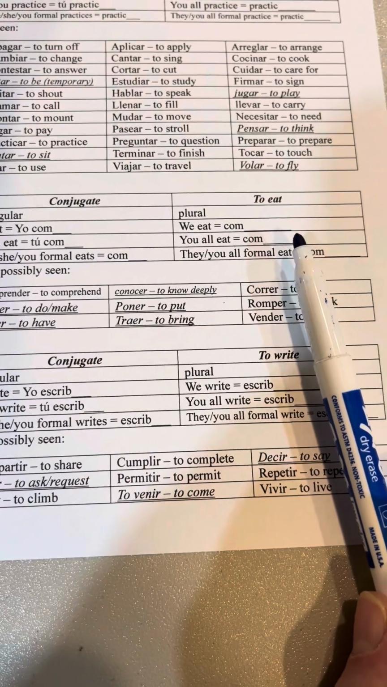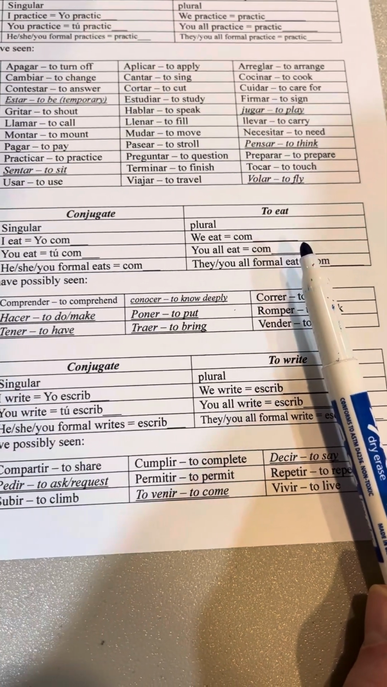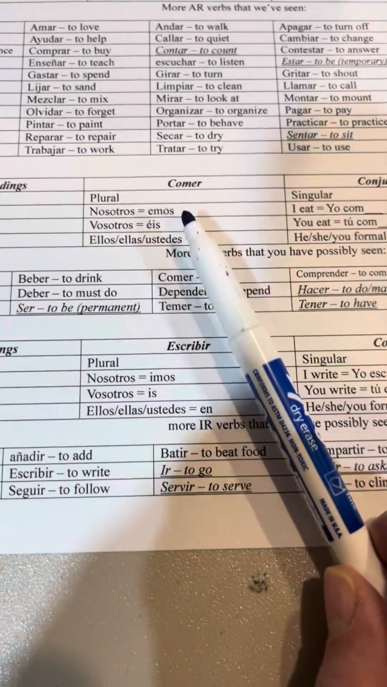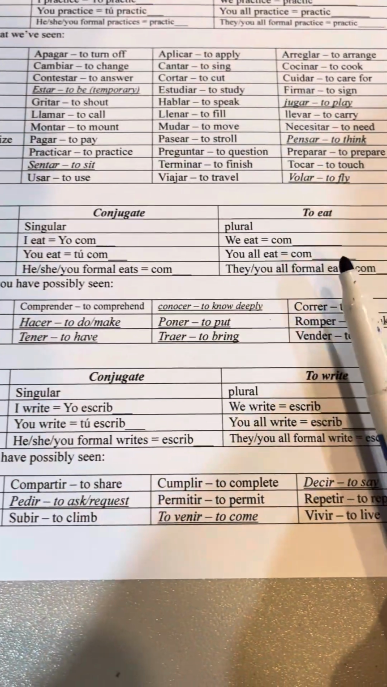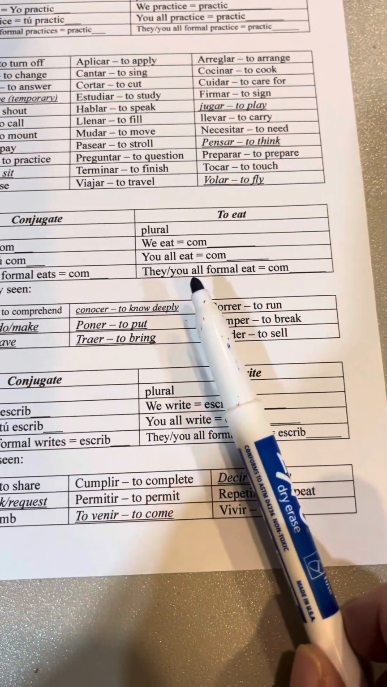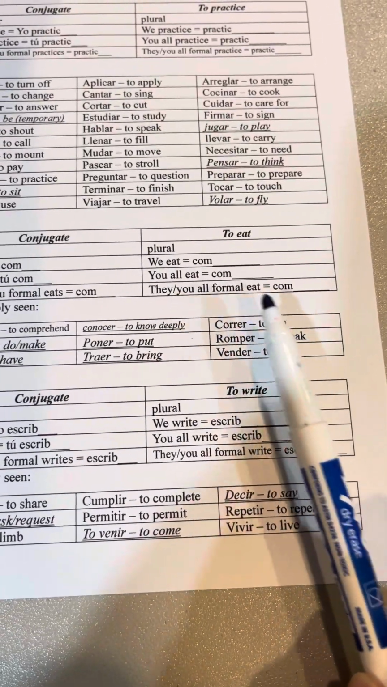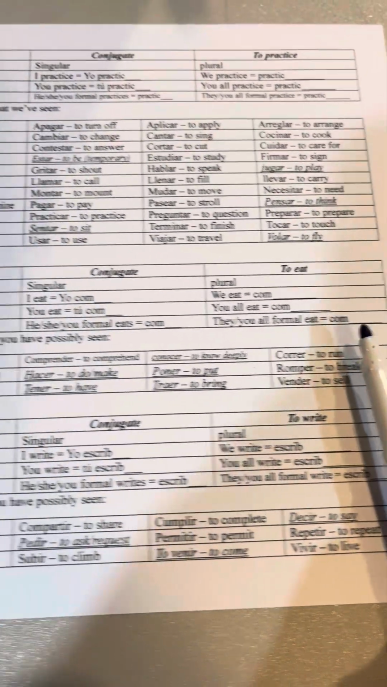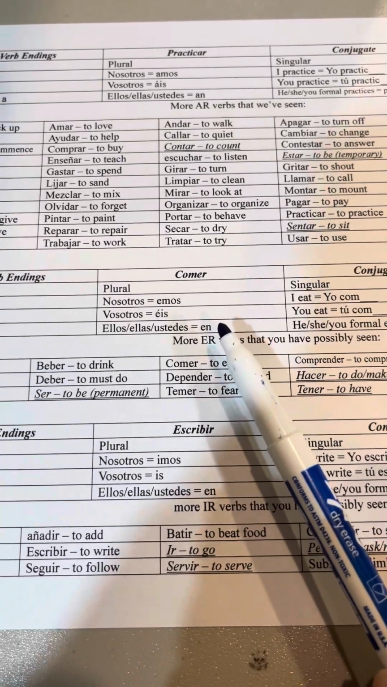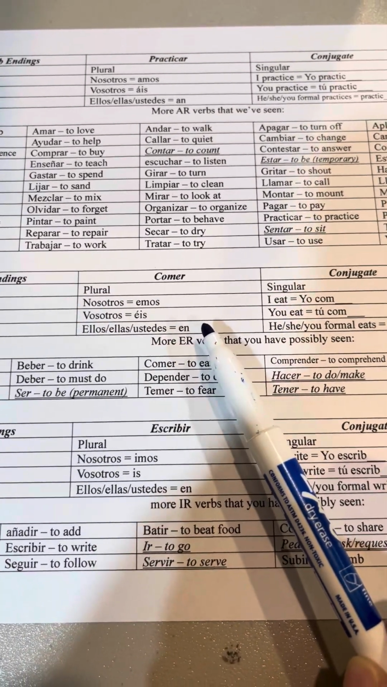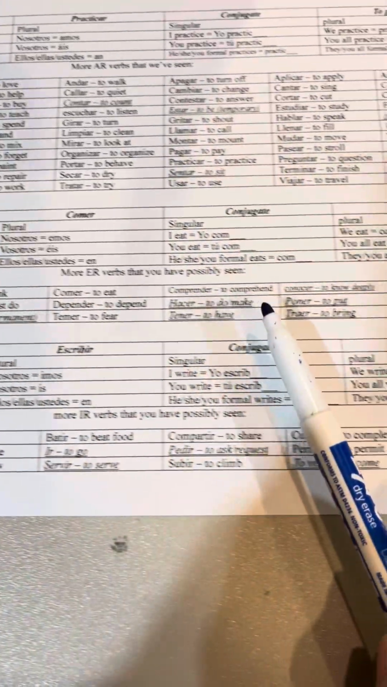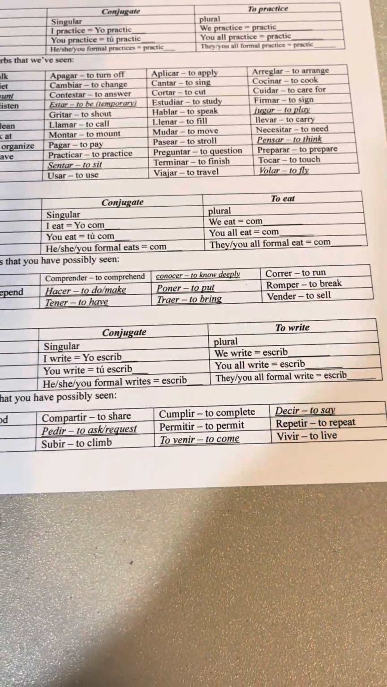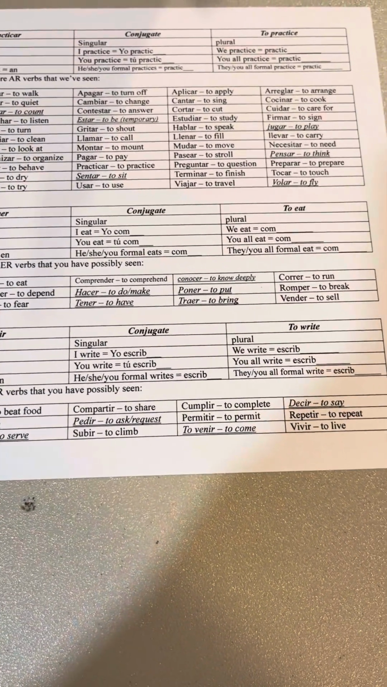You all eat. Vosotros coméis. They, you all, formal, comen. Ellos, ellas, ustedes comen. And here are some verbs that are in the ER ending.